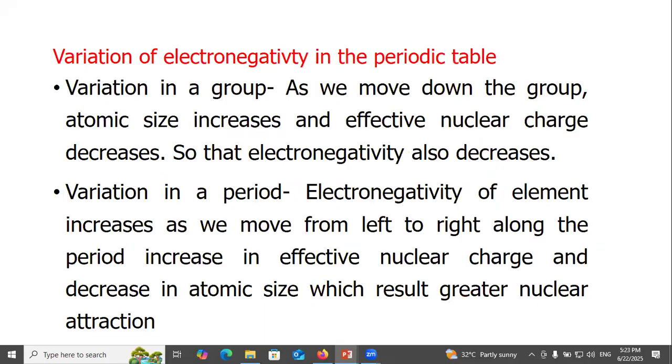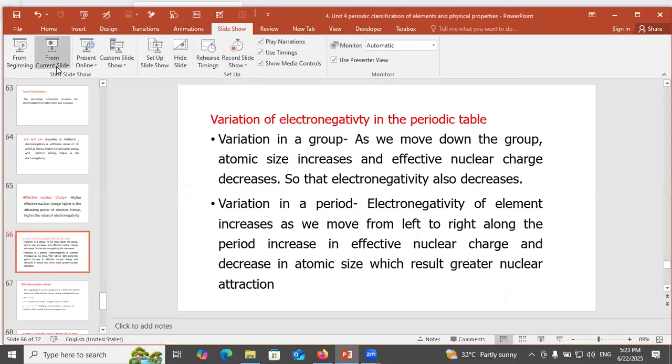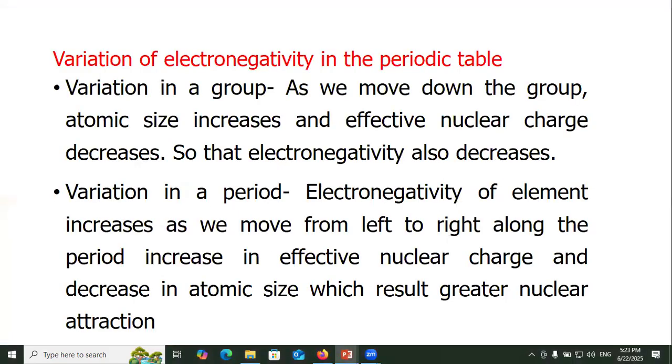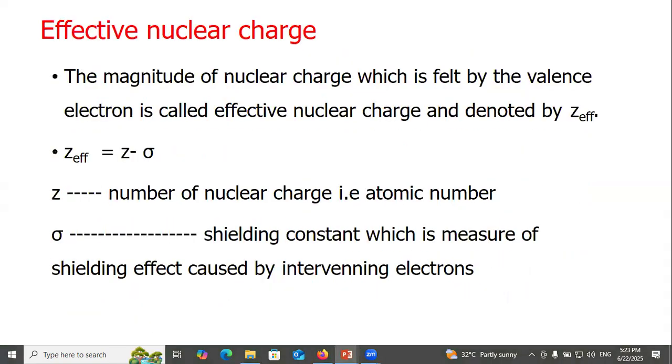Variation of electronegativity. Variation in the group: as we move down the group, atomic size increases and effective nuclear charge decreases, so electronegativity also decreases. Variation in a period: electronegativity of elements increases as we move from left to right along the period, due to an increase in effective nuclear charge and a decrease in atomic size, which result in greater nuclear attraction.